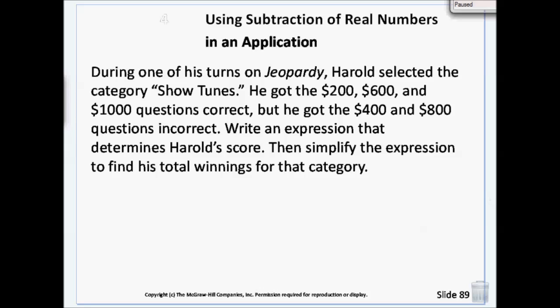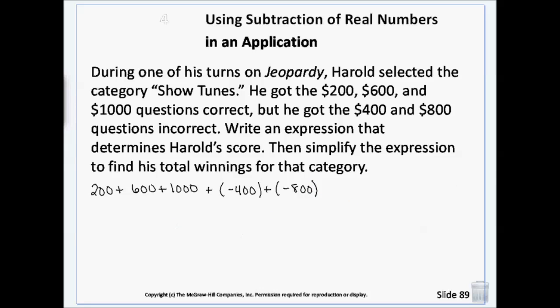What is the application of subtraction? So during one of his turns on Jeopardy, Harold selected the category show tunes. And he got the $200, $600, and $1,000 questions correct, but then he got the 400 and 800 questions incorrect. So we're going to write an expression that determines his score. Okay, so 200, 600, and 1,000 are correct, so those are all going to be positive. And then the 400 was wrong, and the 800 was wrong.